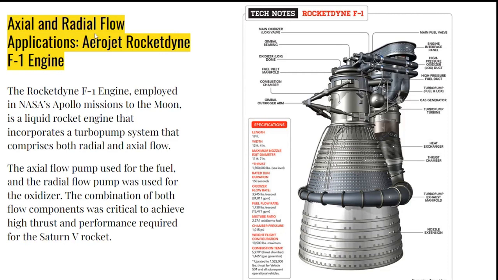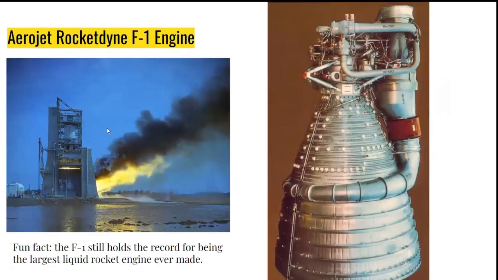The F1 engine is very potent. As you can see on the tech notes, every second, a single F1 engine can generate 1.5 million pound force of thrust. Here you can see a picture of NASA testing these devices, and a fun fact is that the F1 still holds the record for being the largest liquid rocket engine ever made.